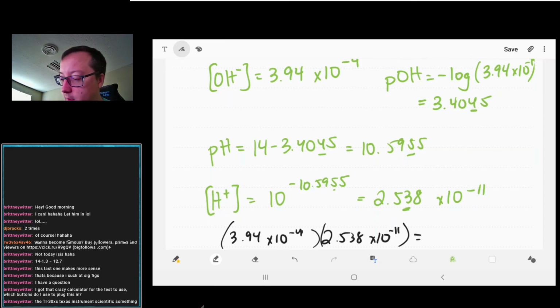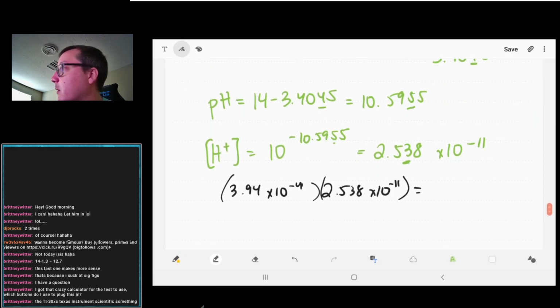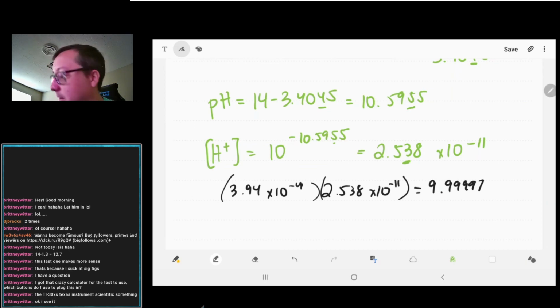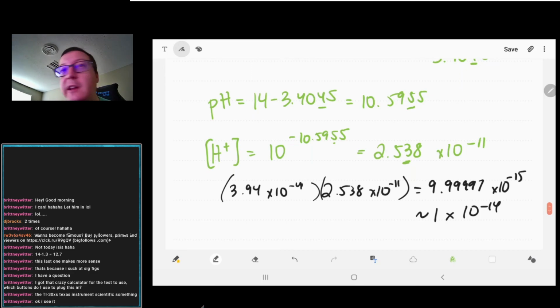By the way, if we were to calculate this out, we would get 9.9999 whatever 7 times 10 to the negative 15, which is roughly 1 times 10 to the negative 14. So we know we did it right.